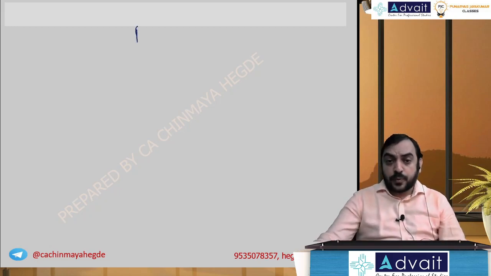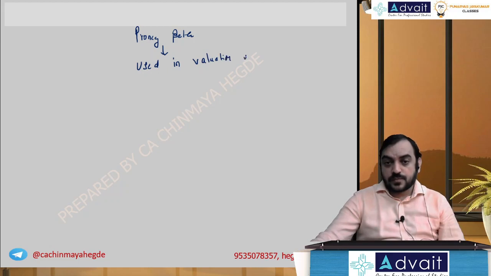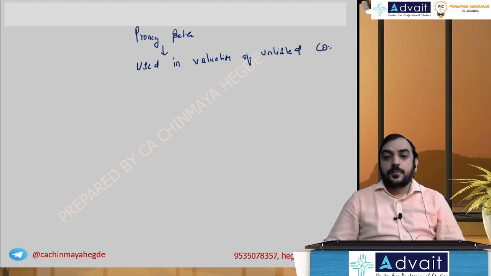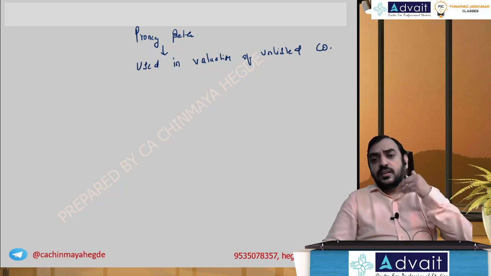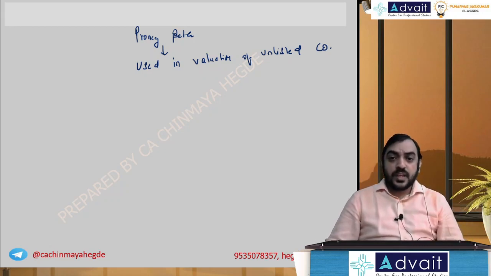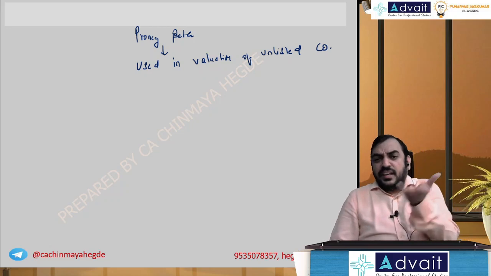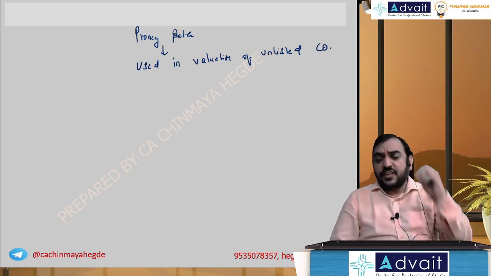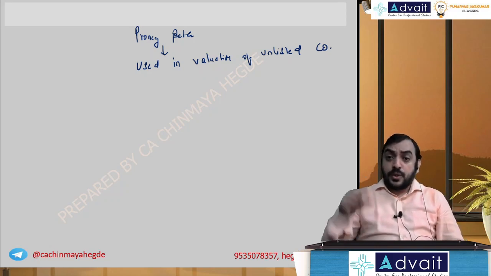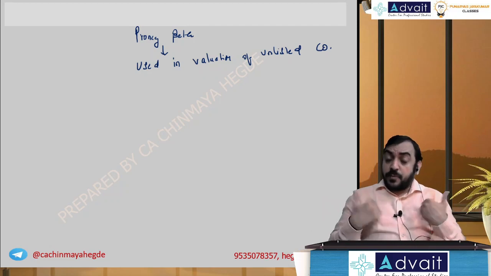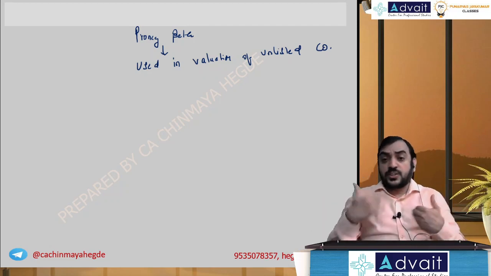In that case, what do we do? We follow this proxy beta, used specifically in the valuation of unlisted companies who don't have a share price. For example, if you're valuing a software company, I would like to value the software company, but that company is not listed. Then what do we do? Okay, take the beta of any software company, let's say Infosys. But one problem is there. Why? Because their capital structure may be different from my capital structure. They have taken more loan, I might have taken less loan, or vice versa.